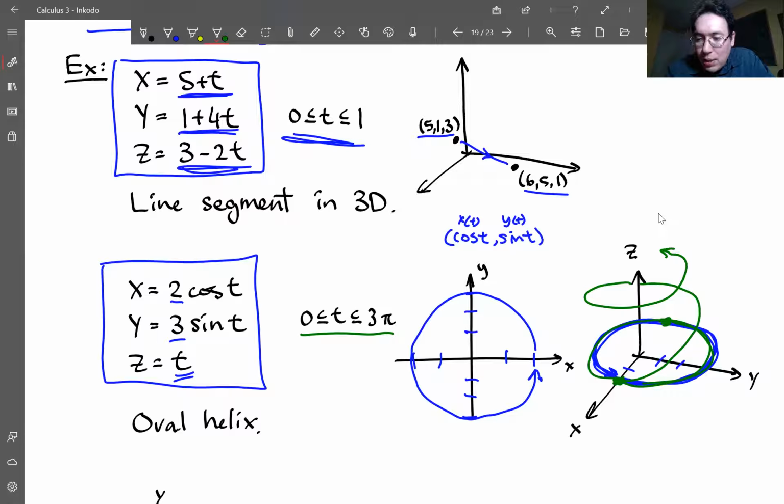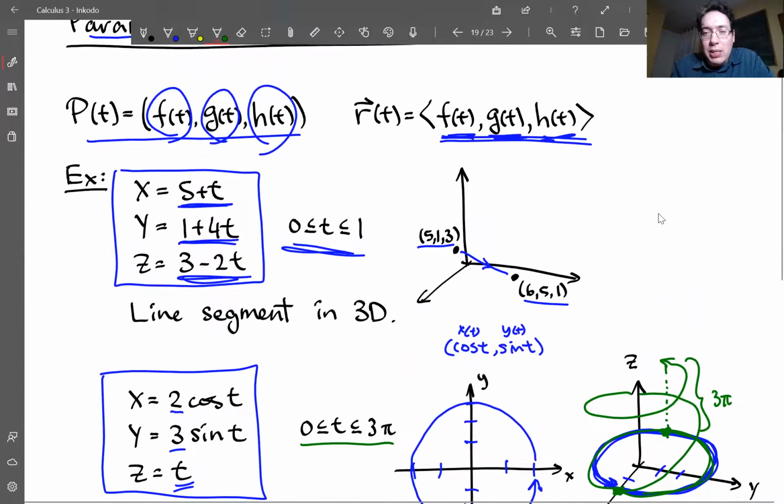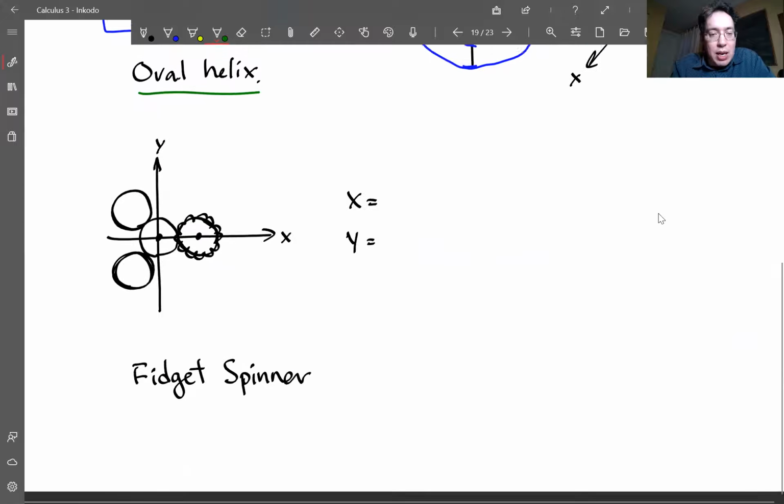And at that point, the height is at 3 pi. Z is equal to 3 pi. So you might call this something like an oval helix. I hope that curve made sense. All right, so these are examples of parametric equations and vector functions.